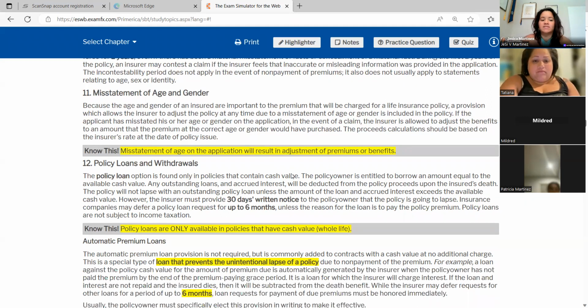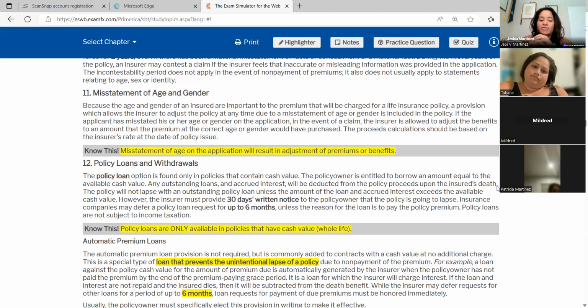Policy loans and withdrawals. The policy loan option is found only in policies that contain cash value. The policy owner is entitled to borrow an amount equal to the available cash value. Any outstanding loans and accrued interest will be deducted from the policy proceeds upon the insured's death. So, if you took money out or withdrew money from those accounts and you passed away before paying it back, before they pay the insurance benefit, they will deduct the outstanding loans, any interest you had, or any penalty you have. And then the difference of that, they'll pay out to your beneficiaries.